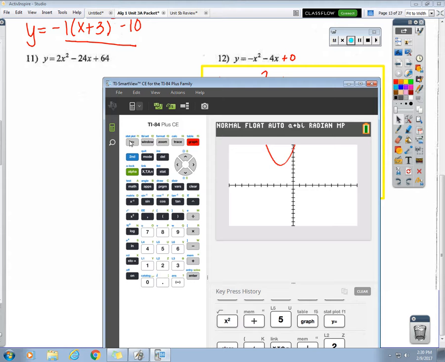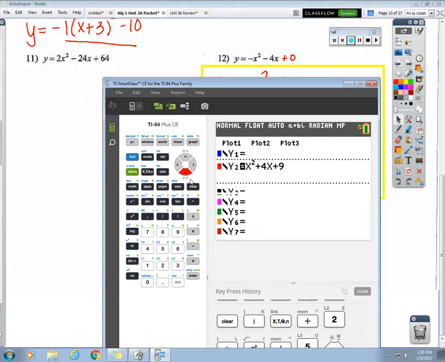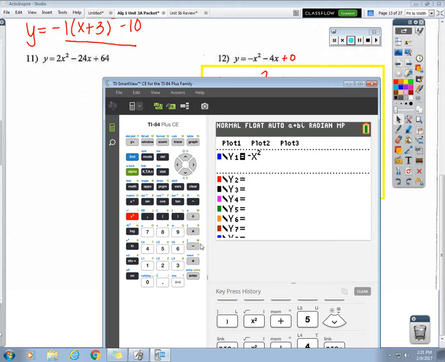I know how. Y equals negative, no, it's not multiple choice. Negative x squared minus 4x. Can y'all just listen for a second? Negative x squared minus 4x. You can type in plus 0, but you don't have to.